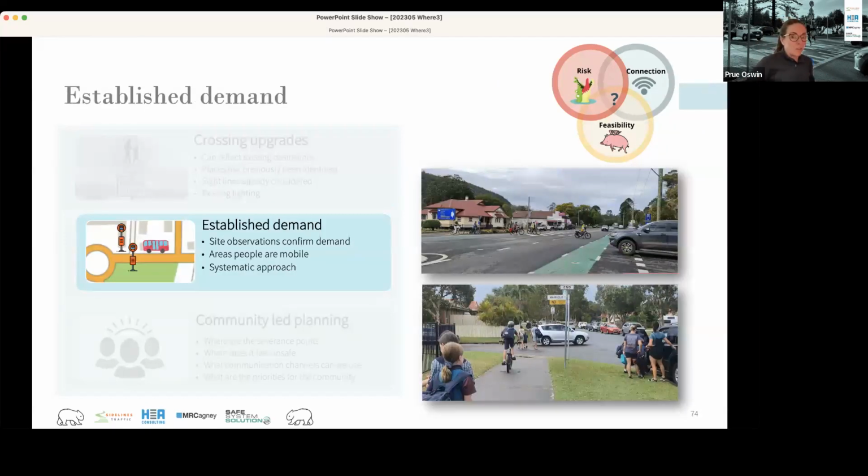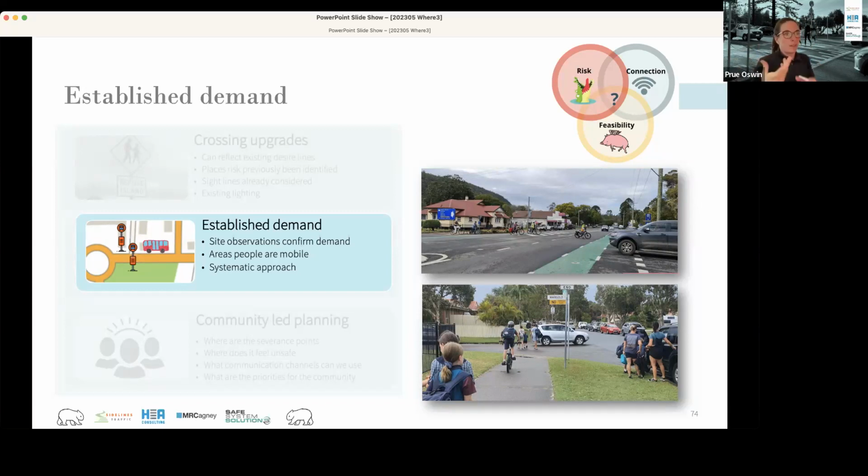So upgrading those. I'm going along a bit quickly now because I think I'm a bit behind. Established demand. So this is where we've got site observations or areas that people are mobile, or it's not looking at a site specifically. It's a bit more generic, kind of like a town centre. This is an example of a town centre, a school. So we know there's certain areas where there's definitely going to be demand, and we could focus on those areas.